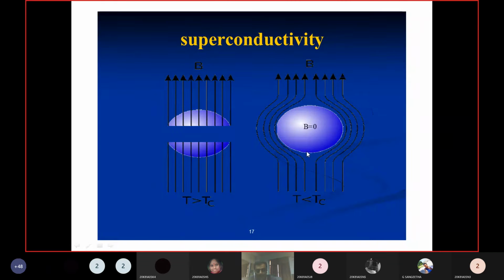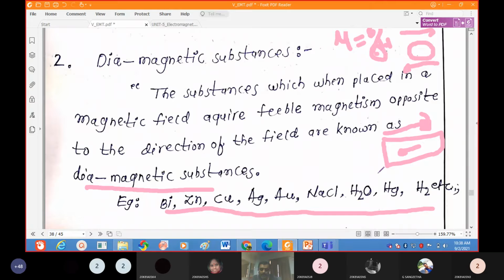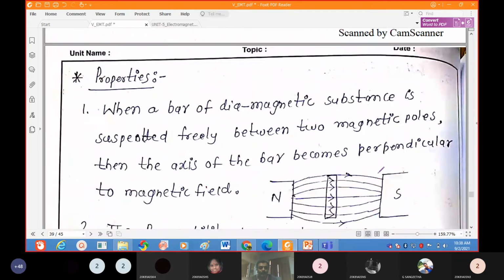At a particular temperature, which we call the critical temperature: when the temperature is greater than the critical temperature, this superconductor acts as a ferromagnet, and less than the critical temperature, it acts as a diamagnet. We'll discuss superconductors later, so no need for that much detail here. First of all, we'll discuss the properties of diamagnetic materials.